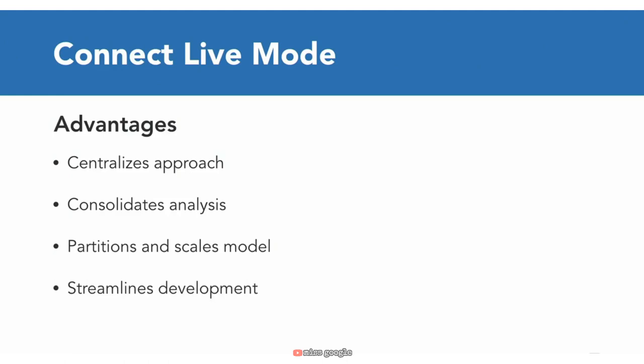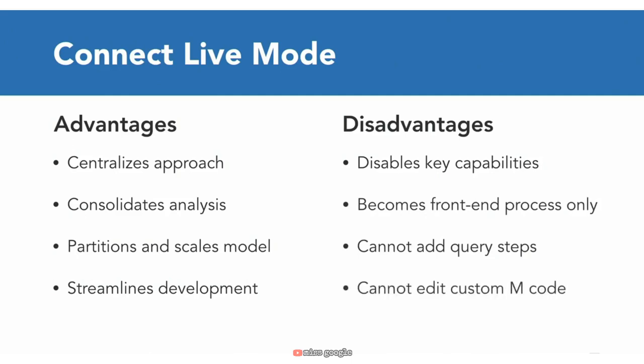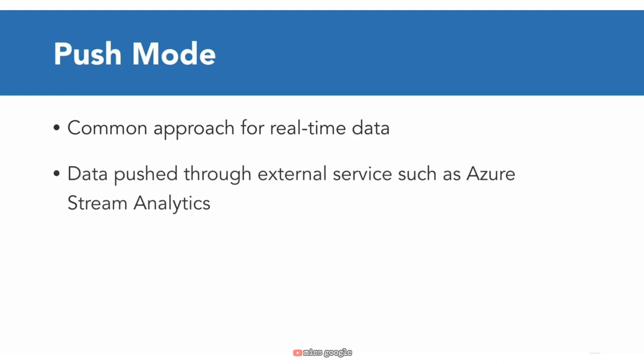However, it also creates many disadvantages, such as disabling many of the key features and capabilities in Power BI, and it also makes Power BI a front-end process where we cannot add query steps or custom M code, although we can add DAX measures after loading the model. Push mode is a common approach for real-time data seen in Power BI cloud services. It is not a formalized data source per se, but rather data pushed through an external streaming service such as Azure Stream Analytics.